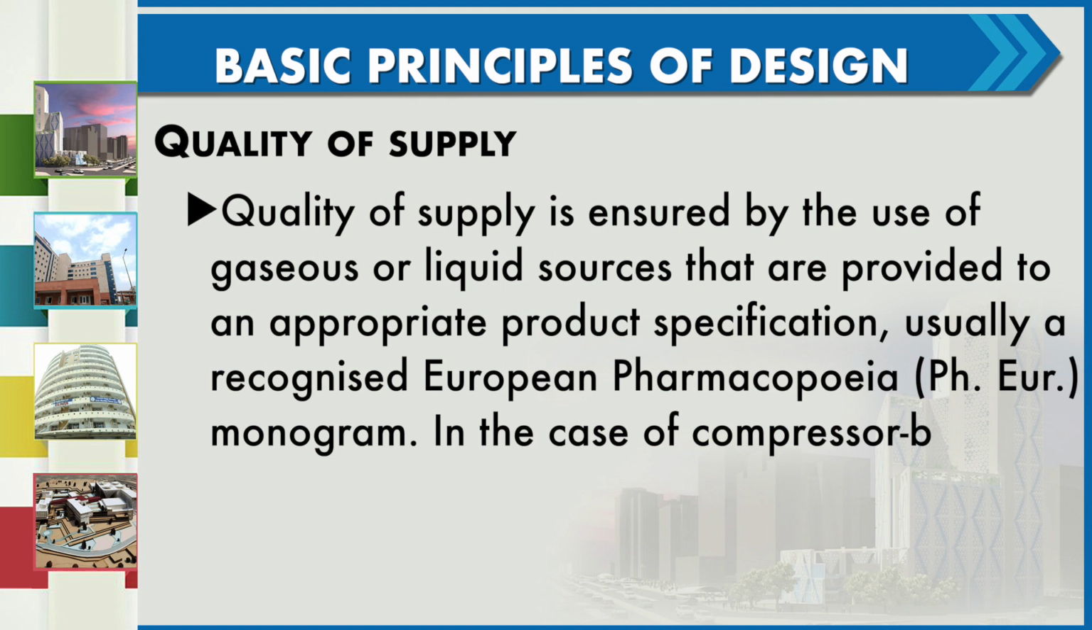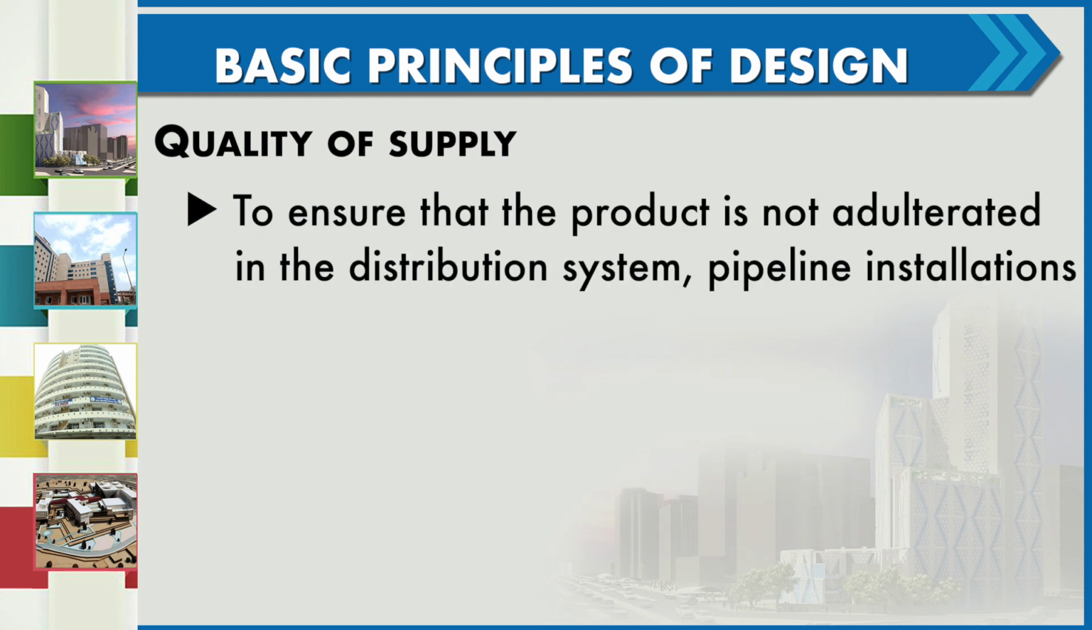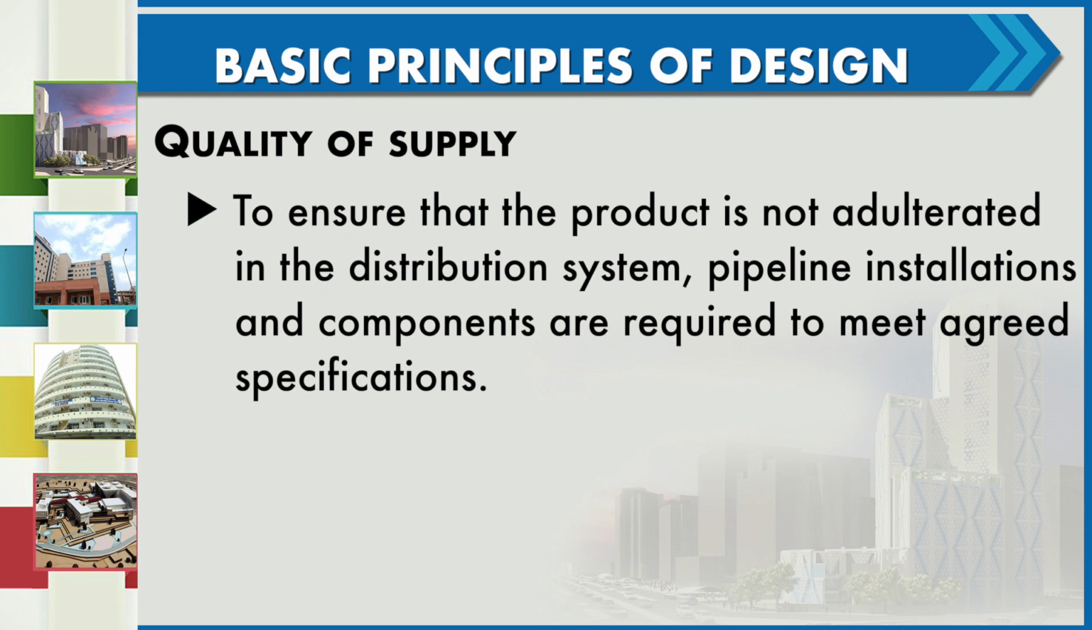Quality of supply is ensured by the use of gaseous or liquid sources that are provided to an appropriate product specification. In the case of compressor based systems, filtration equipment to a known and agreed standard is installed. To ensure that the product is not adulterated in the distribution system, pipeline installations and components are required to meet agreed specifications.